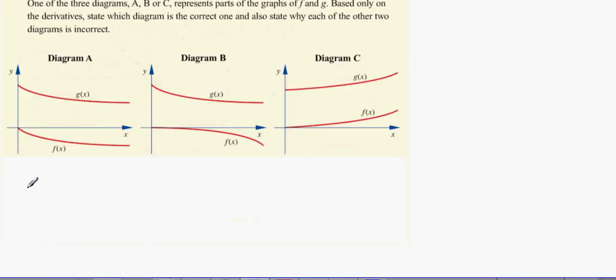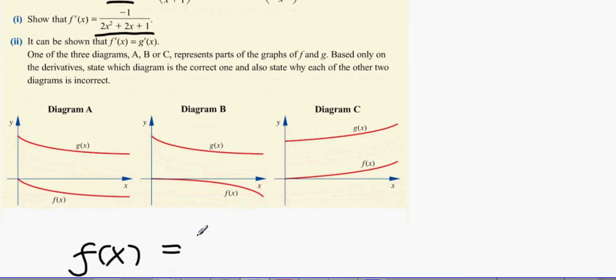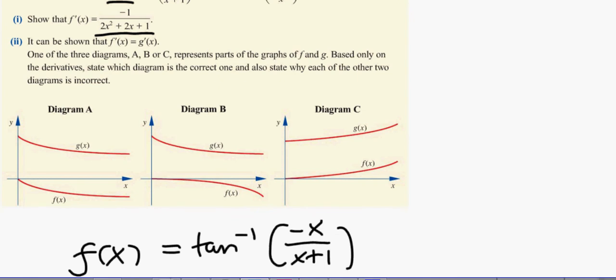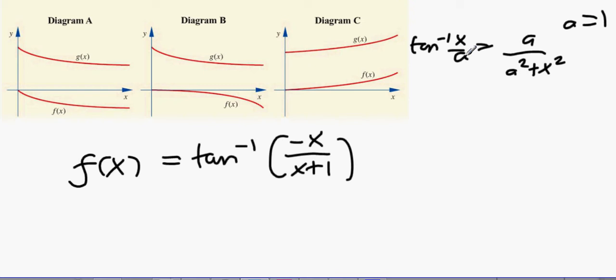Well, we'll just start off with that, and we'll say that f of x equals tan inverse of minus x over x plus 1. Now, what we're going to start off with is the usual generic formula. The derivative of tan inverse of x over a equals a over a squared plus x squared. We always know for our differentiation a equals 1, so that might as well be a number 1, that's a 1, and that's a 1.